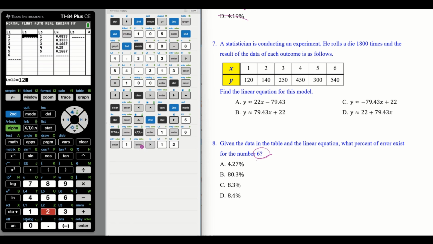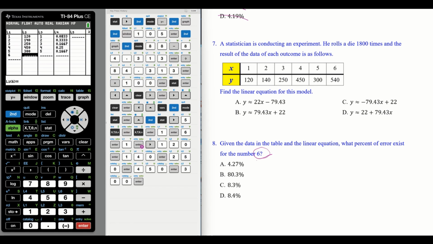Okay, we are going to have to enter these: 120, 140, 250, 450, 300, and 540. Enter. Okay, make sure they're even. That's like a clue if you made a mistake. Okay, then we have 120, 140. Double check just in case.